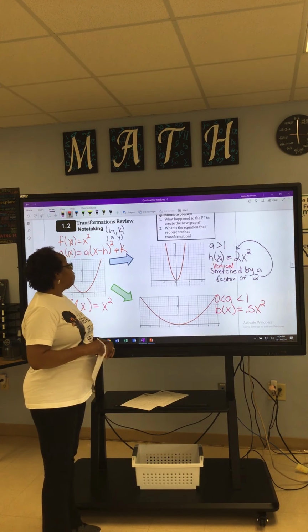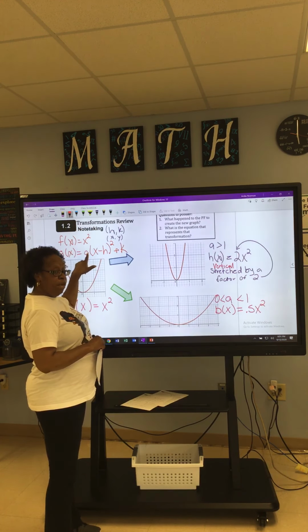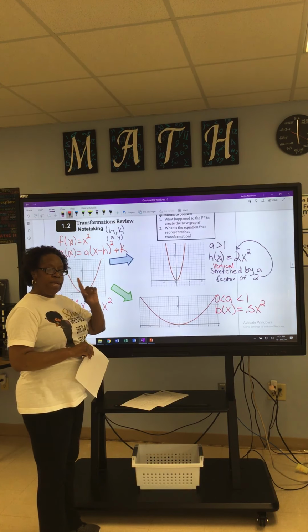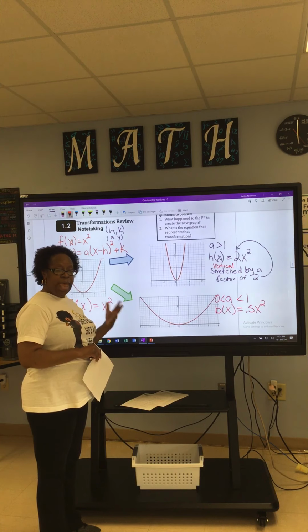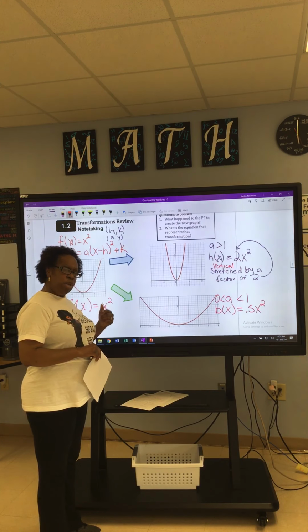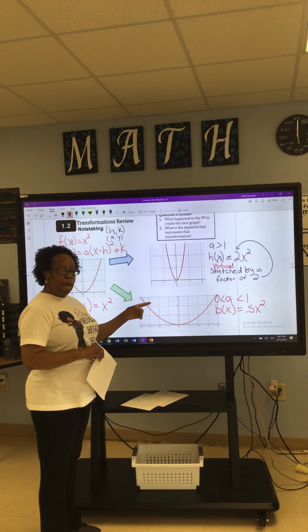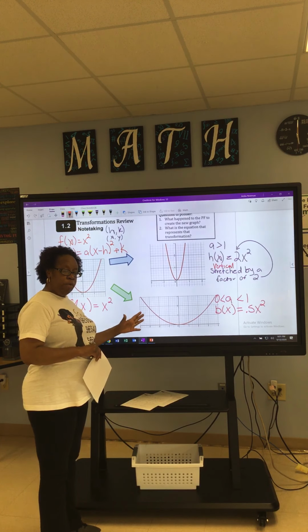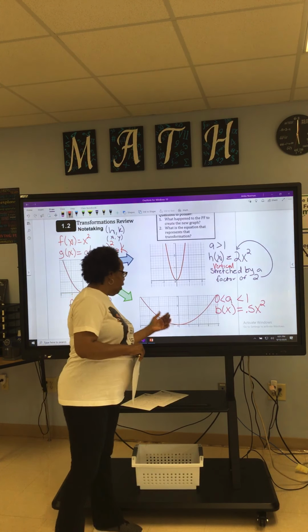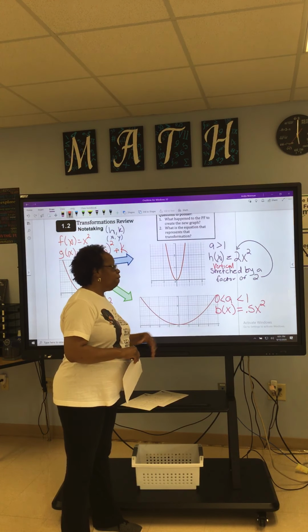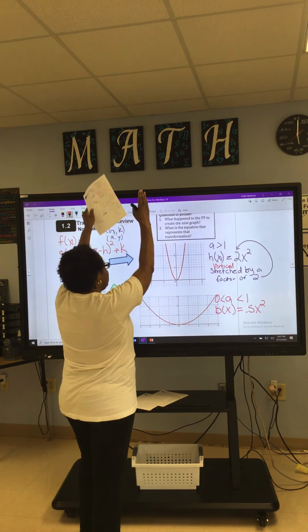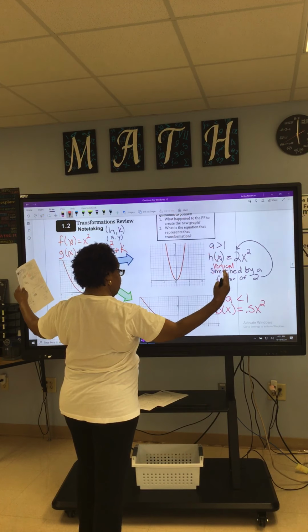In vertex form, a is the number in front. When that number is less than 1 and greater than 0, in other words, we're not saying negative yet, we're going to do that in a little bit, but when it is positive and between 0 and 1, the graph will shrink vertically. It's like it was up tall, and then it comes down, it's shrinking vertically.